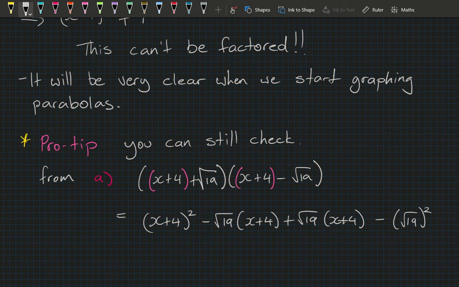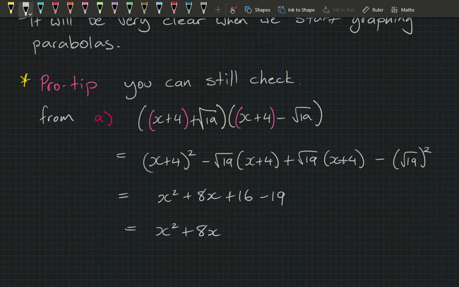Now the two middle ones disappear because we've got exactly the same thing as plus and minus. So expanding our perfect square, we get x squared plus 8x plus 16. And the square root of 19 squared is just 19. So we have minus 19 at the end. X squared plus 8x stays the same. And 16 minus 19 is minus 3. And that's exactly what we want.